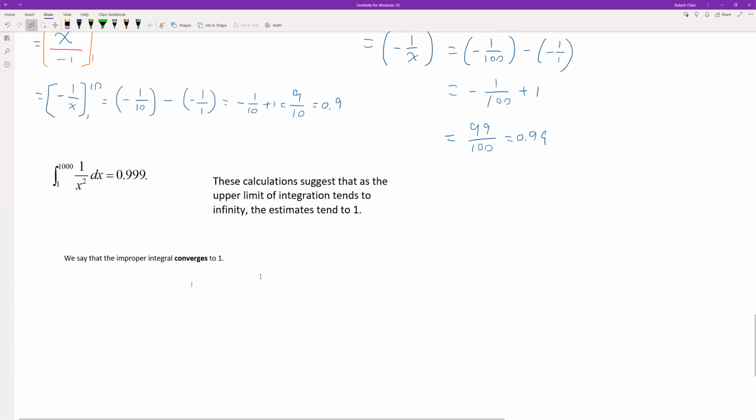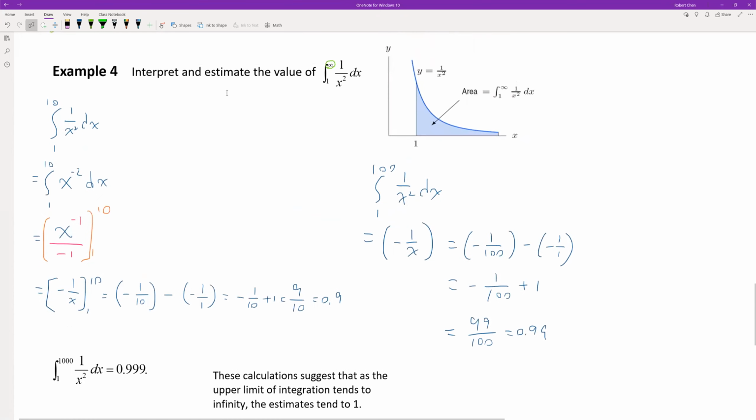And that is how you can estimate an improper integral. If it's to positive infinity, you can take 10, 100, 1,000, 10,000. Or if it's negative infinity, you can do negative 10, negative 100, negative 1,000, and see if you can see a trend of what the value of the integration tends to.